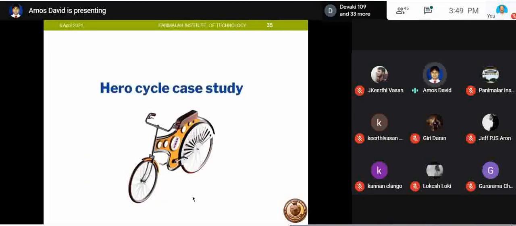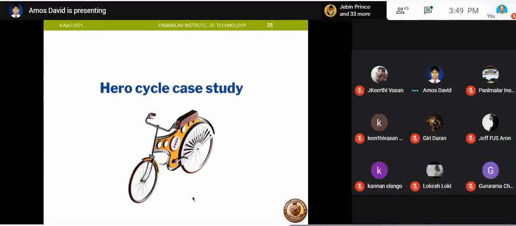Everyone has seen the Hero cycle, an old, very old cycle, still it exists. Everybody would have seen or would have driven this cycle actually. This particular case study was carried out in IIT Bombay. I just happened to come across it and I just wanted to share it. How does the frame of a Hero cycle look?